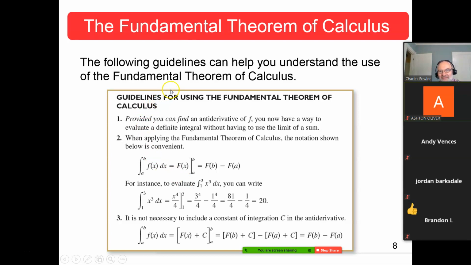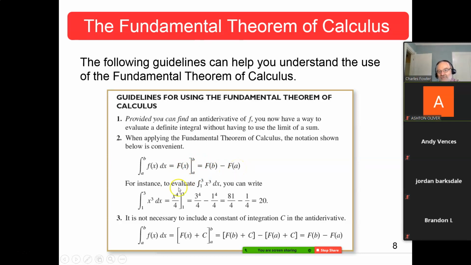So let's move on. The following guidelines help you understand that. When applying the fundamental theorem of calculus, the notation shown below is convenient. If you do the integral, which you can think of as the antiderivative of f, if you can determine what that is, then evaluate that from a to b. A on the bottom, b on top, just like it was here. And that means take your capital F, evaluate it at b, subtract from that capital F evaluated at a, you're done.